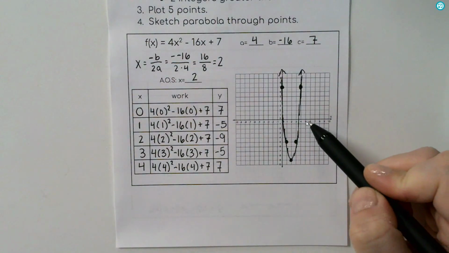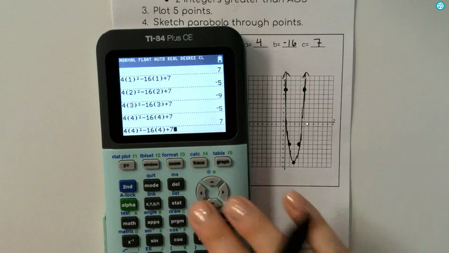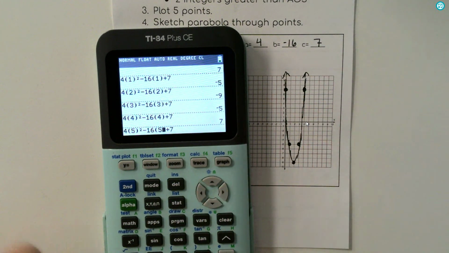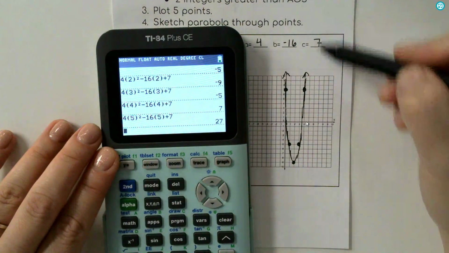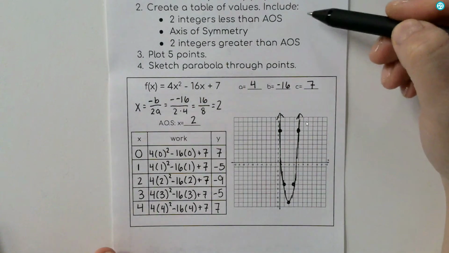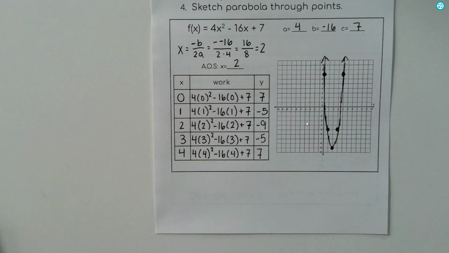Because if I were to plug in 5, and the reason why we're only doing 5 values is 5 is all that's ever going to fit on the graph. If I were to plug in one more value, I would get 27. So like literally 27 would be all the way up here. Okay? So they get real steep real fast because they have those higher A values. Any questions at the moment?